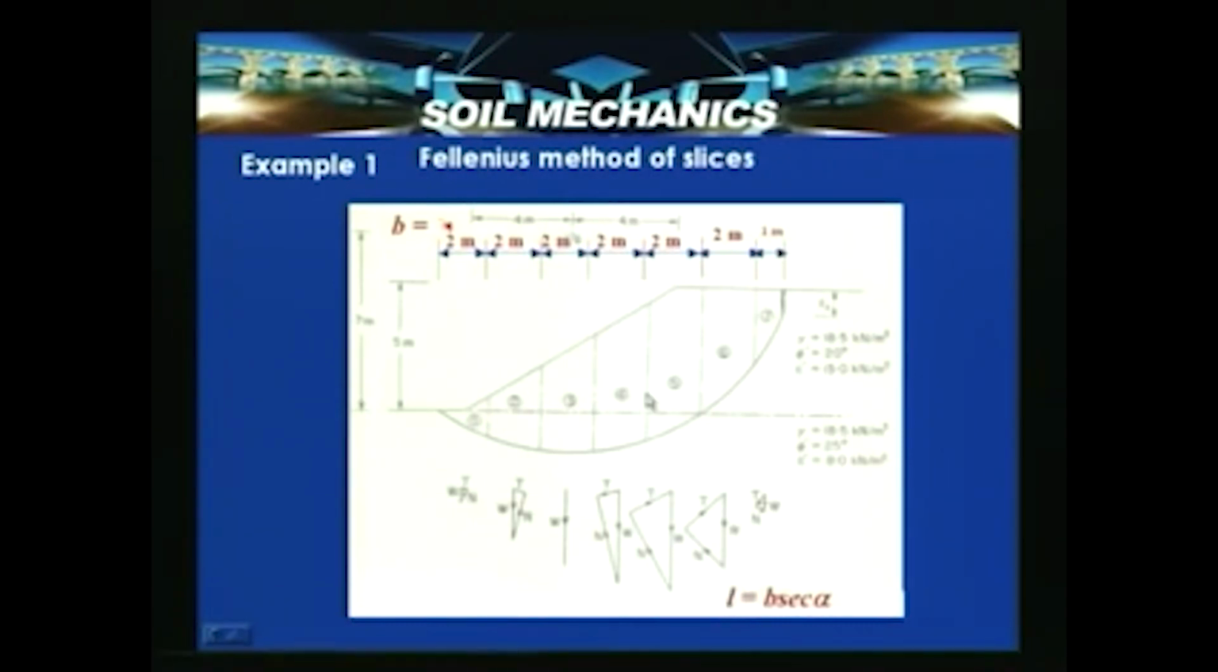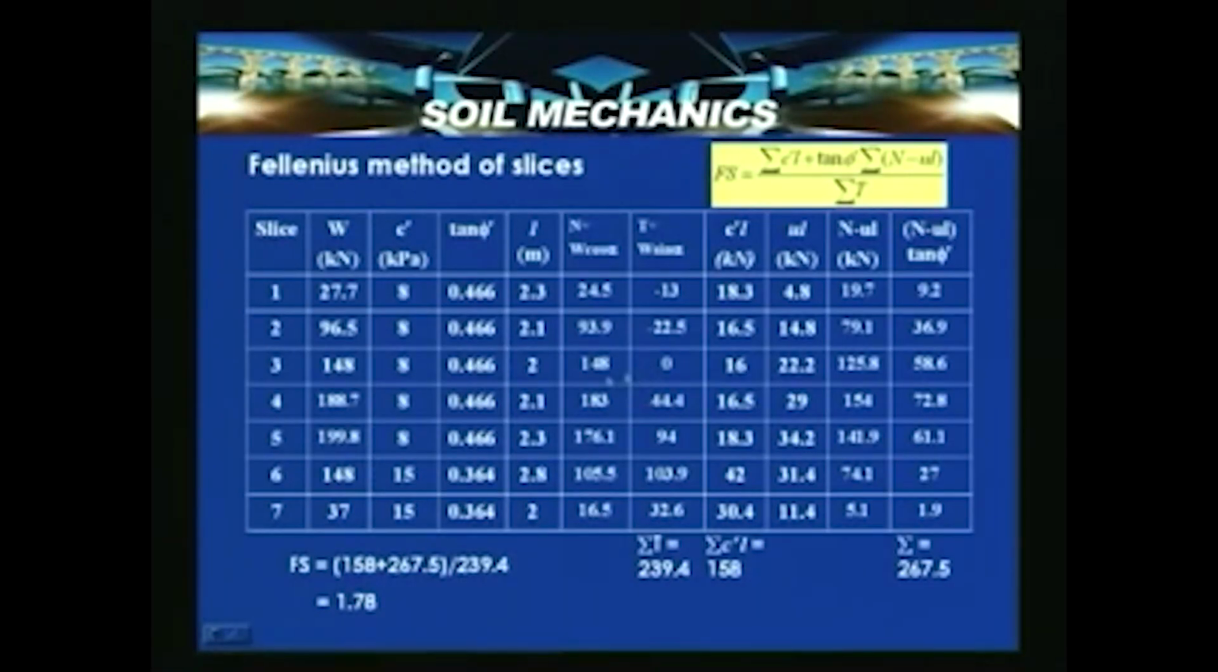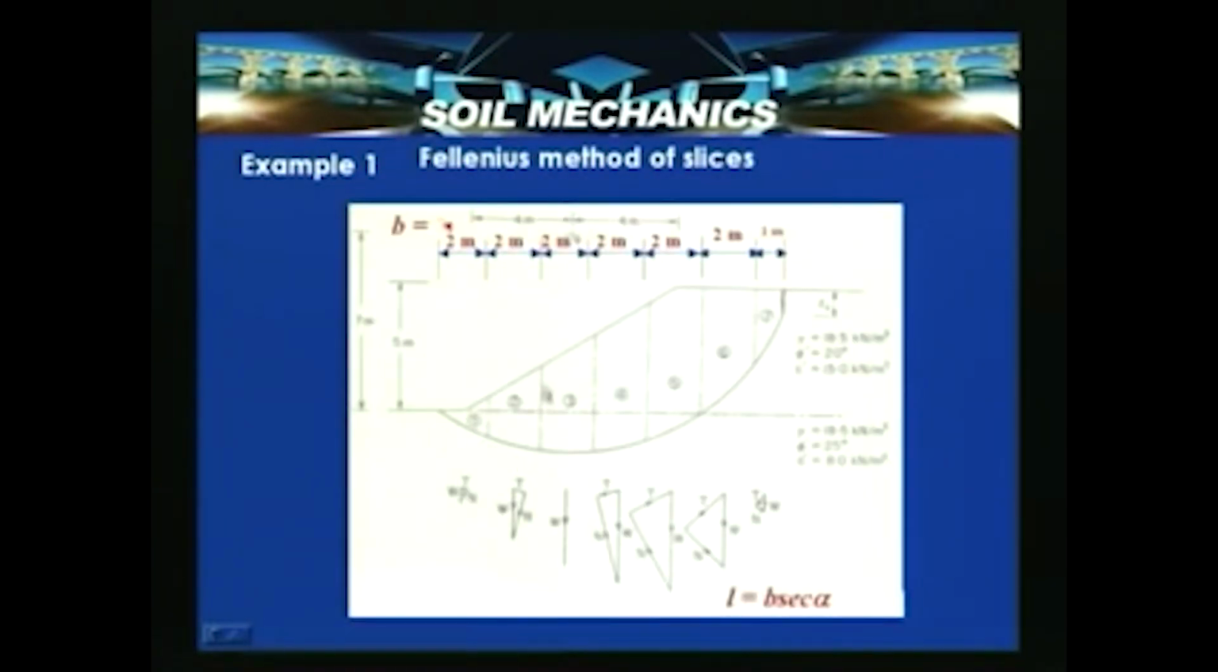Now, let us tabulate the results that we got from this particular analysis in the form of a table. So, Fellenius method of slices, here being the effective stress, factor of safety is equal to summation C dash L plus tan phi dash summation N minus UL divided by summation T. In the slice we have divided into 7, and the weight of each slice is determined by measuring graphically the weights. Here this portion is considered as a trapezium, this is considered another trapezium and this weight is determined. Similarly, the other remaining slices are also considered.